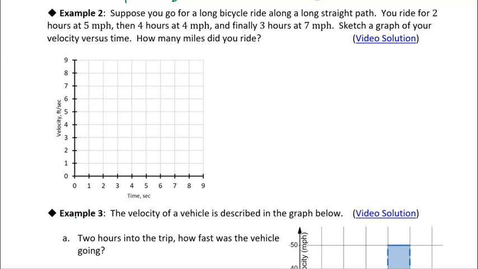This is another one you really don't need calculus for, right? Because you're going at a constant velocity. So the first 2 hours you're at 5 miles per hour, so I'm just going to have a constant straight line at 5 miles per hour. And then suddenly, after the first 2 hours, your speed goes to 4 miles per hour. All right, so you slow down and you ride for 4 hours. Okay, so that's a pretty long bike ride.